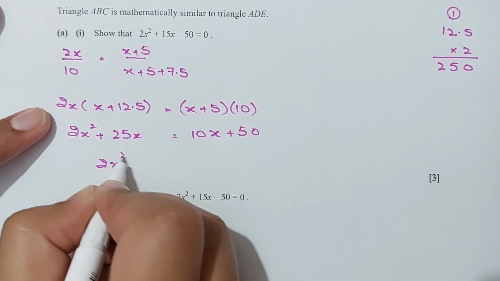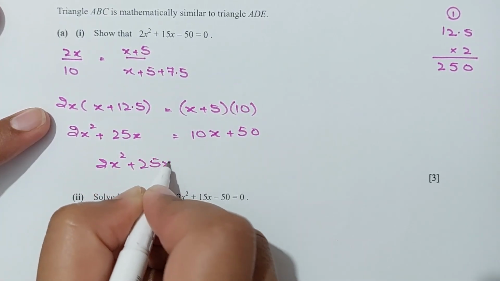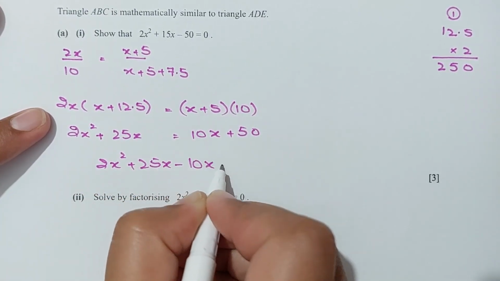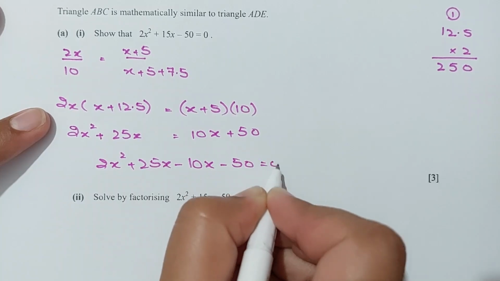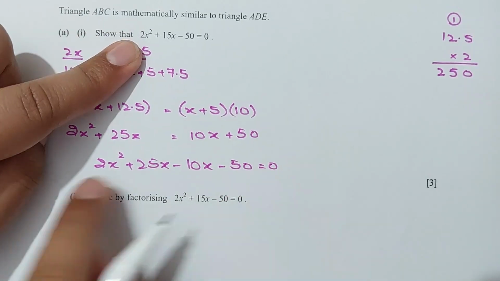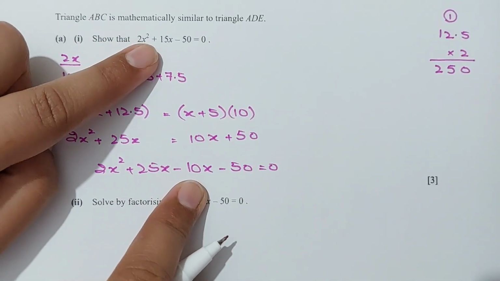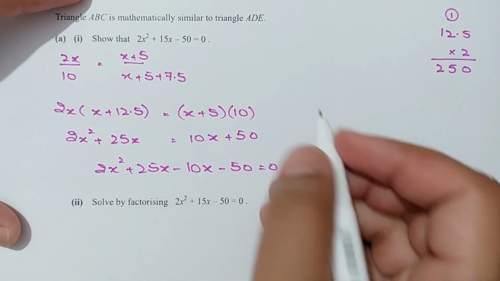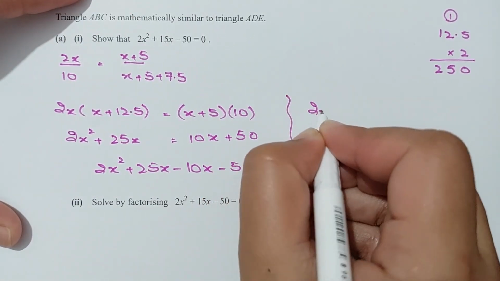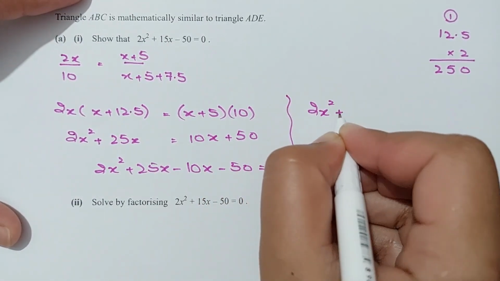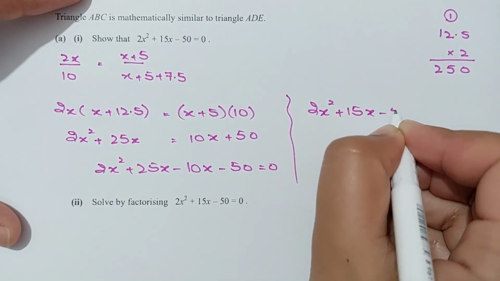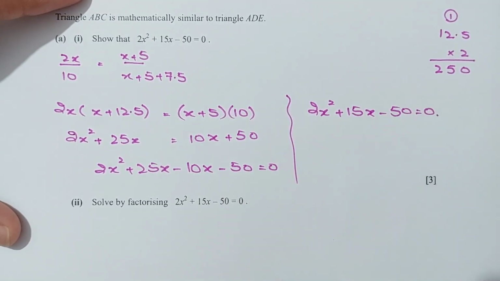Okay, 2x squared plus 25x minus 10x minus 50 equals 0. So this is exactly 2x squared. From 25 take away 10 is 15, and minus 50. So the simplified answer is 2x squared plus 15x minus 50 equals 0.